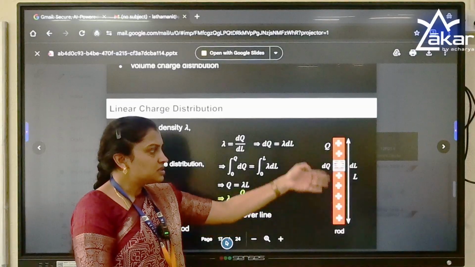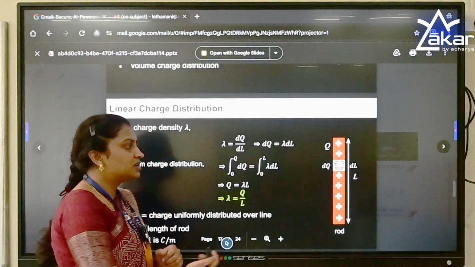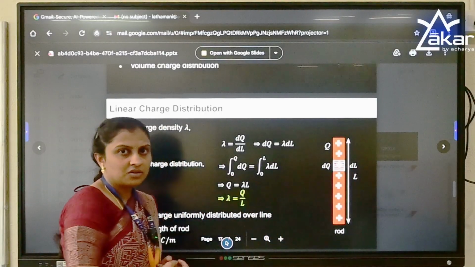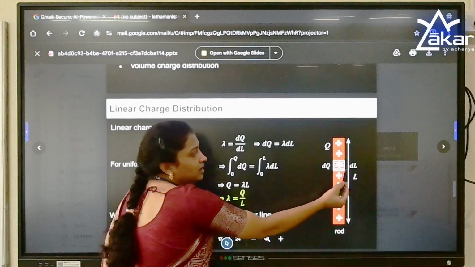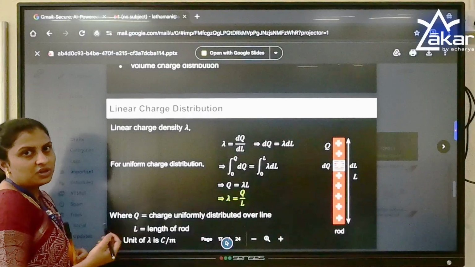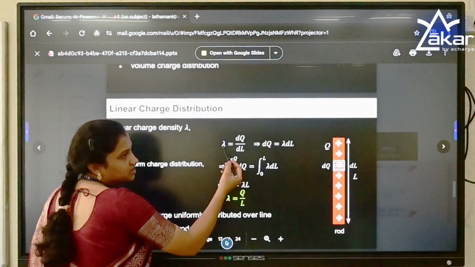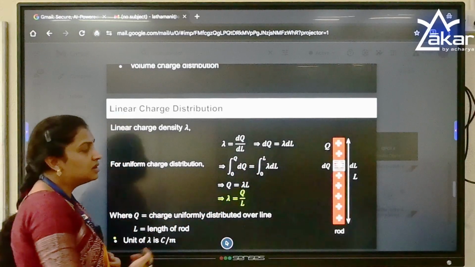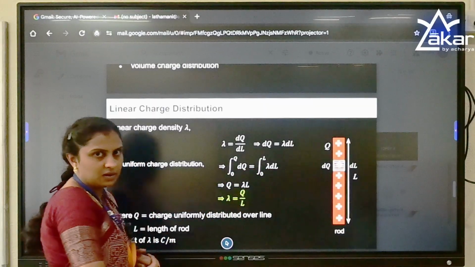Why? Because if you are going to take a continuous charge distribution, we cannot find the charge directly. So first we choose a particular element, and I name its charge dq and its length dl. Now, what is the linear charge density? We already know lambda is equal to dq by dl. This is the formula for linear charge distribution. Then dq is equal to lambda into dl.